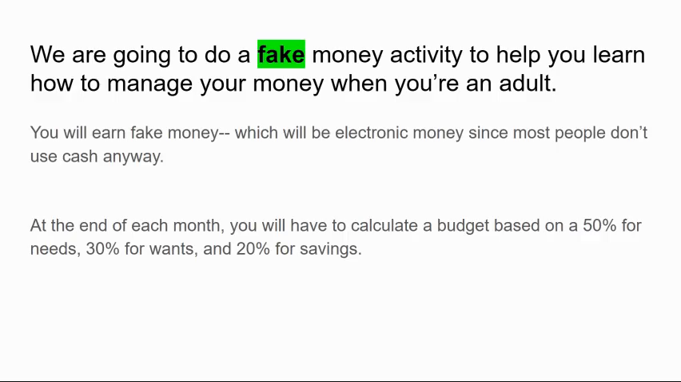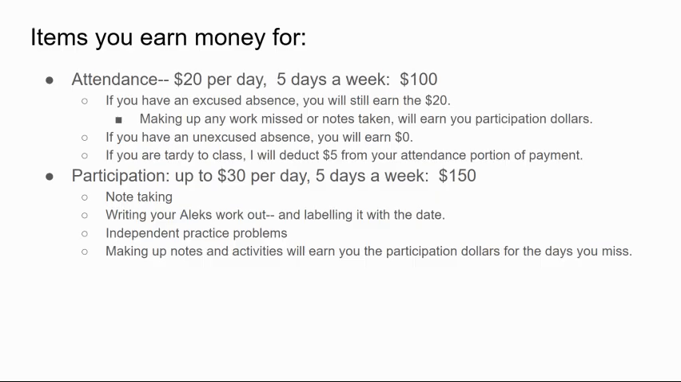At the end of the month, the students will calculate a budget based on the 50-30-20 method, which means they take 50% and calculate for their needs, 30% for the things they want, and 20% for their savings. It's just a good way to practice, and it continues building their knowledge on percents, which I have reviewed with them already. So the things that they earn money for: students earn money just for being here, just for attending class. It's $20 per day, 5 days a week.